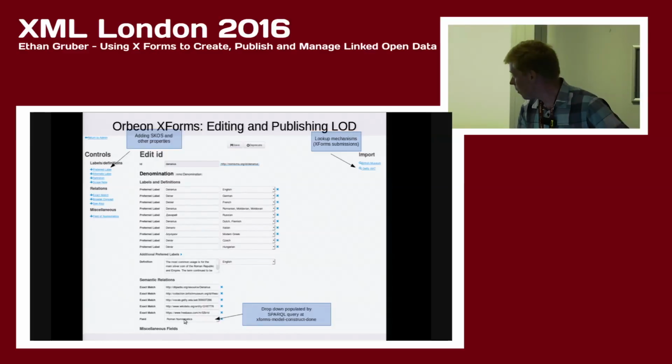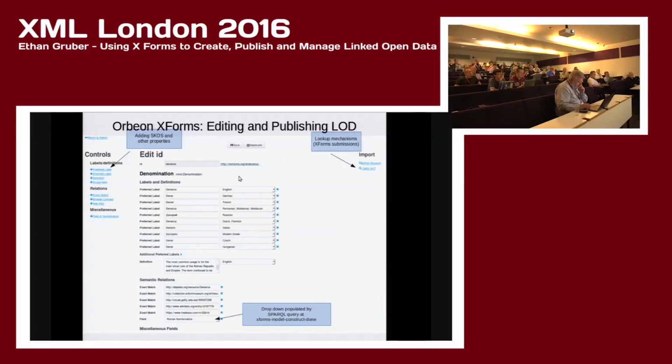On the bottom here is a drop-down menu. You can't really see very well, but it's basically when the form is loaded, a SPARQL query is executed to get different fields of numismatics. That populates an instance in XForms, which is then bound to a drop-down menu. So that way we can try to create as good quality of data as possible using XForms controls. There is validation throughout the system.